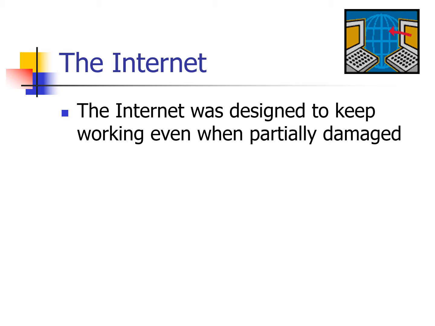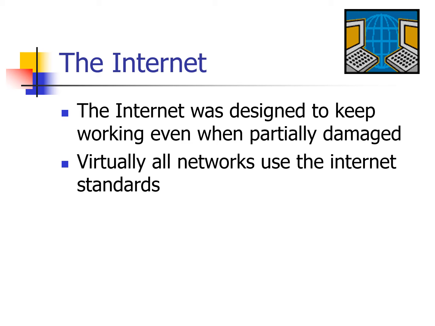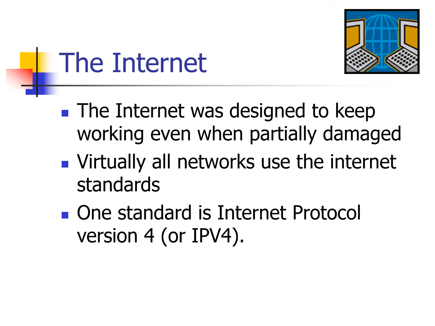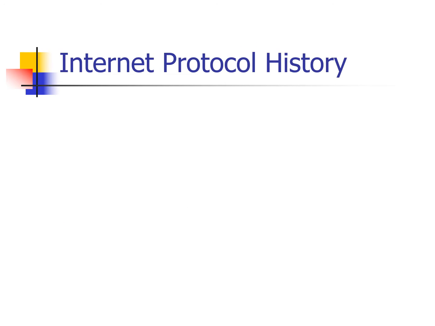So the Internet, you've heard of that. It was actually designed at the beginning to keep working even when partially damaged or when part of it was overloaded. Practically all networks now use internet standards, even if they're not connected to the internet, which most are. And if they use the internet standards, one of those standards is called Internet Protocol version 4. There are other versions available, as you might guess. We're just going to look at version 4 today.